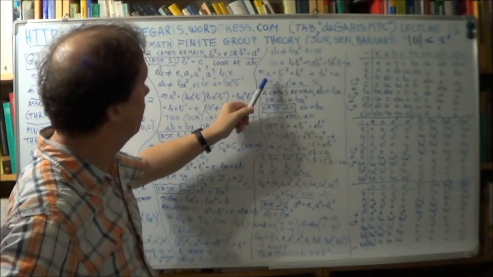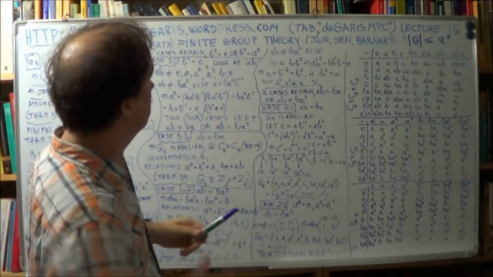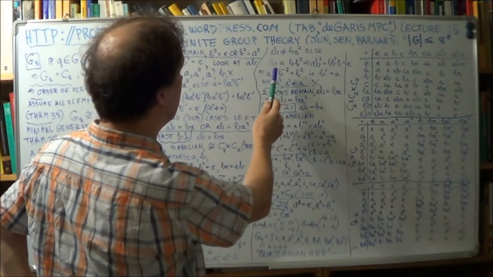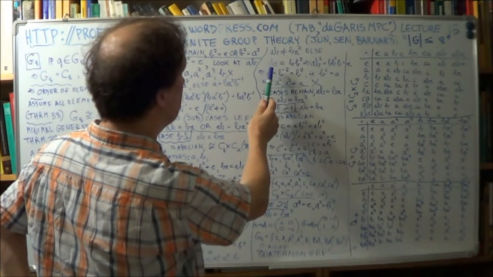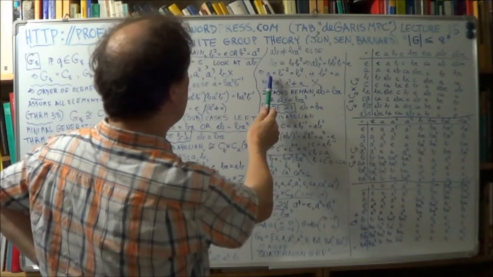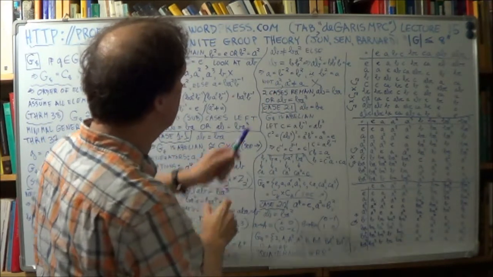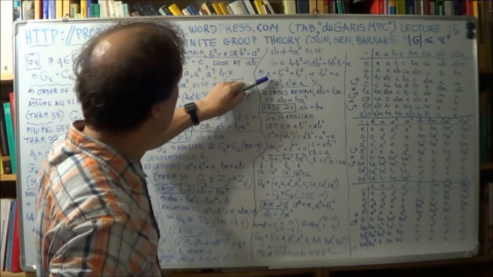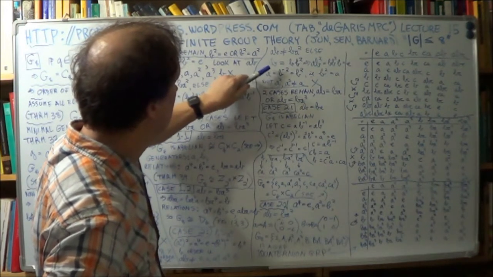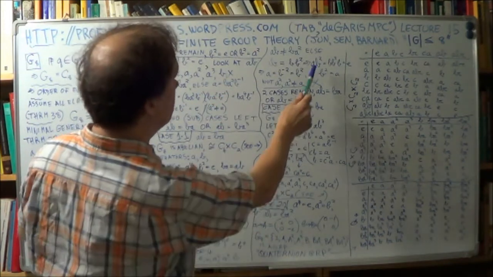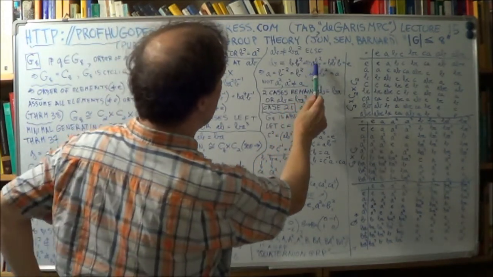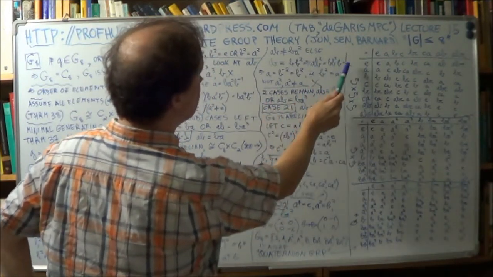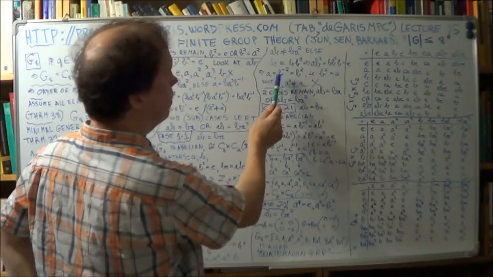Now, where did this come from? Where did this come from? I'm forgetting myself. So why is A equal to B to the minus 2? Where did that come from? Oh, from here. Okay, so AB squared is E, right? AB squared is E. So therefore A equals B to the minus 2.